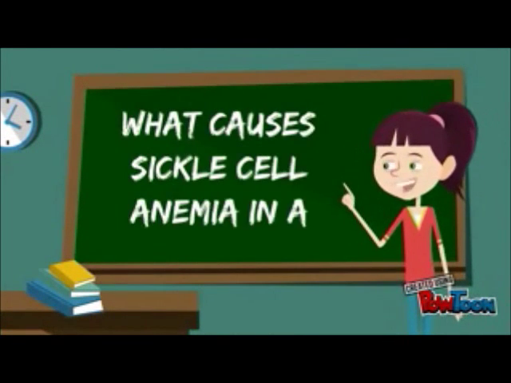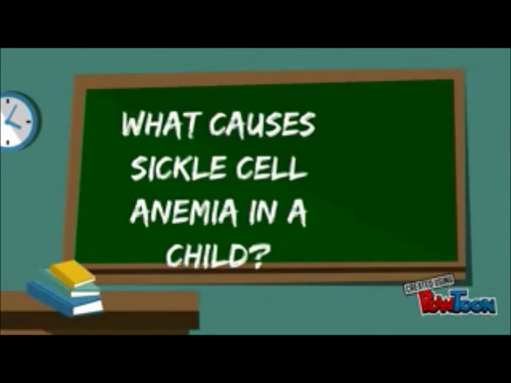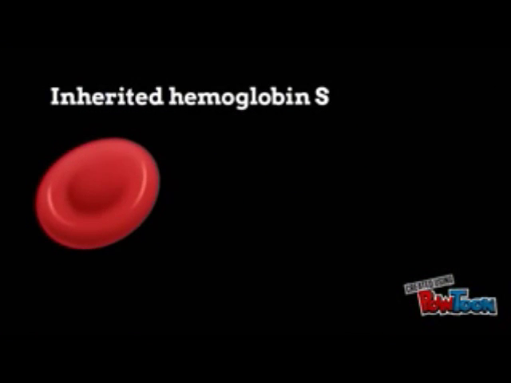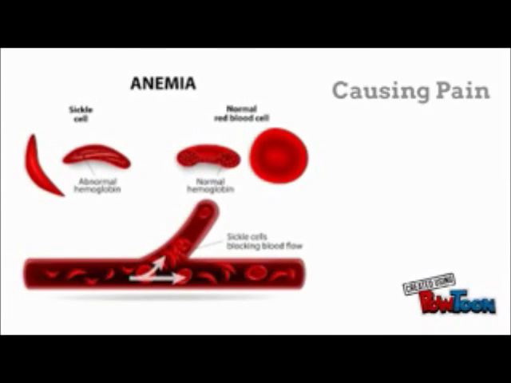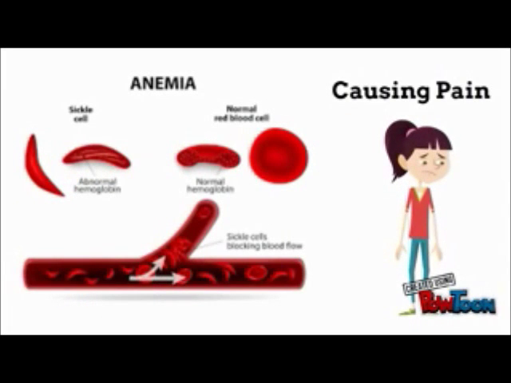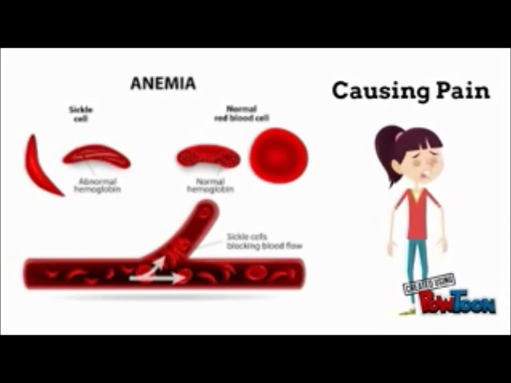What causes sickle cell anemia in a child? Sickle cell anemia is caused by an inherited abnormal hemoglobin. The abnormal hemoglobin causes distorted red blood cells. Red blood cells change into a sickle shape. The cells die early, leaving a shortage of healthy red blood cells, and can block blood flow, causing pain. When oxygen is released from sickle cell hemoglobin, it sticks together and forms long rods, which damage and change the shape of the red blood cell.